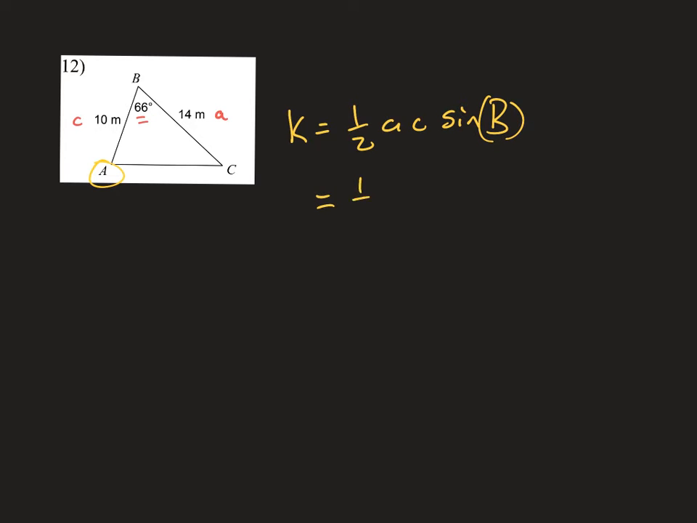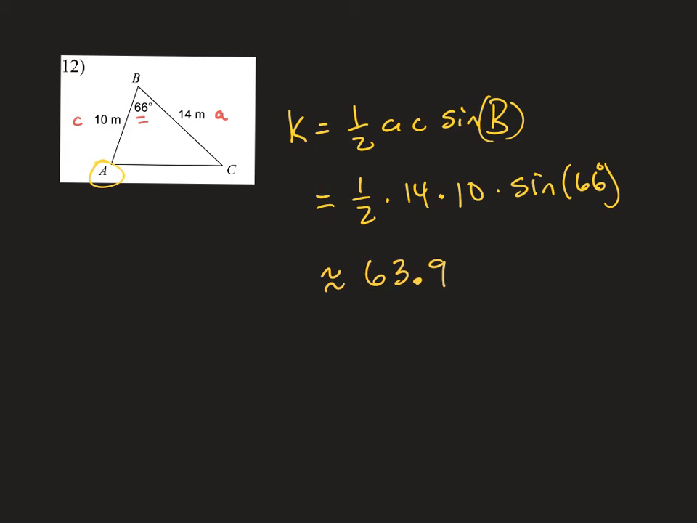So this is really going to be 1/2 times 14, which is A, times 10, which is C, times the sine of 66 degrees. And all I have to do is type that in on my calculator, and I'll have the area of this triangle. So I'm going to do that right now. And when I do that, I get a decimal number here. I'm going to round it off. I came out to like 63.948. I'm going to round that off to 63.9 for the area.